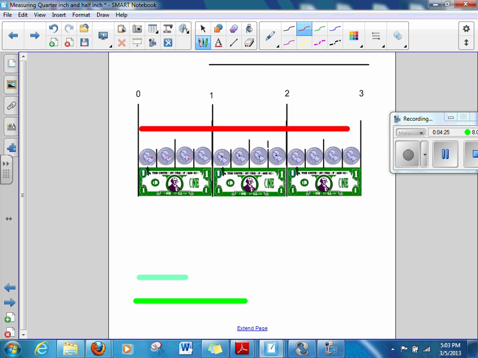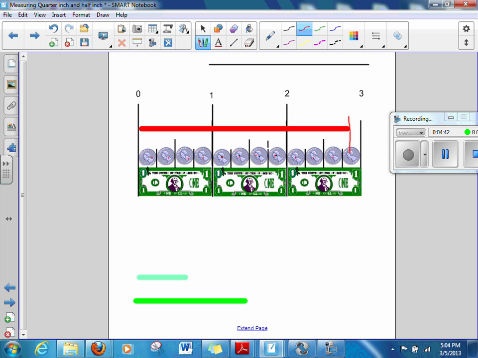1, 2, 3, 4 quarters. Oh, that's the same as 1. 5, 6, 7, 8 quarters. Oh, that's the same as 2. And there's another 2 1/4, 2 quarters, 2 3/4, and here's where the end of it is.